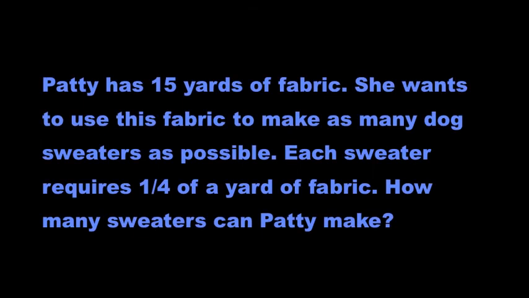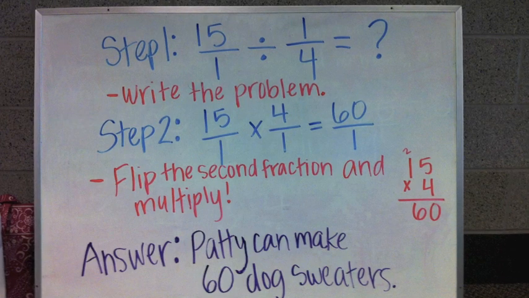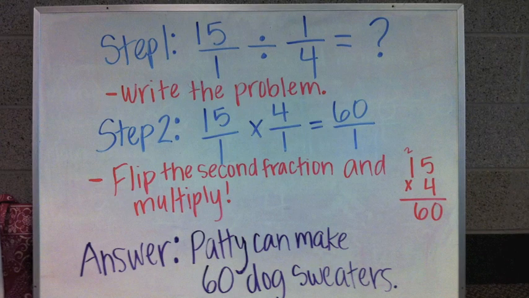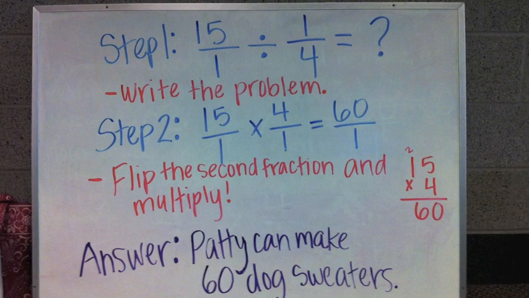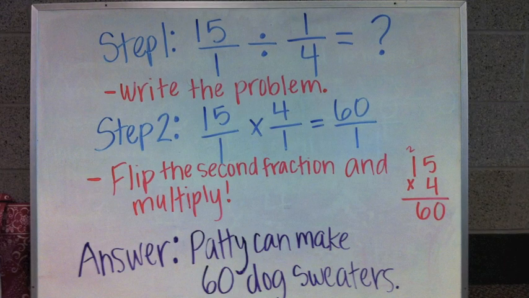Patty has 15 yards of fabric. She wants to use this fabric to make as many dog sweaters as possible. Each sweater requires 1/4 of a yard of fabric. How many sweaters can Patty make? Step 1. Write the problem. We need to write 15 as a fraction, so we will write 15 over 1 because anything over 1 is itself. So the problem is 15 over 1 divided by 1/4.